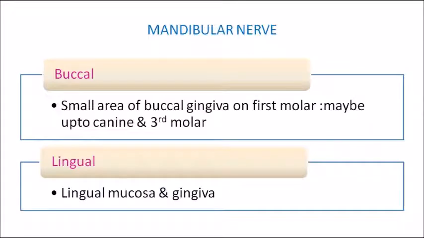Now there is a buccal branch, or buccal nerve, from the mandibular nerve. It supplies a small area of the buccal gingiva on the first molar and may extend anteriorly up to the canine and posteriorly to the third molar. One more branch of the mandibular nerve is the lingual branch, which supplies the lingual mucosa and gingiva. So the buccal branch of the mandibular nerve supplies a small region on the buccal gingiva on the first molar, and it may extend up to the canine region and the third molar region. The lingual branch of the mandibular nerve provides supply to the lingual mucosa and gingiva, just as the name suggests.